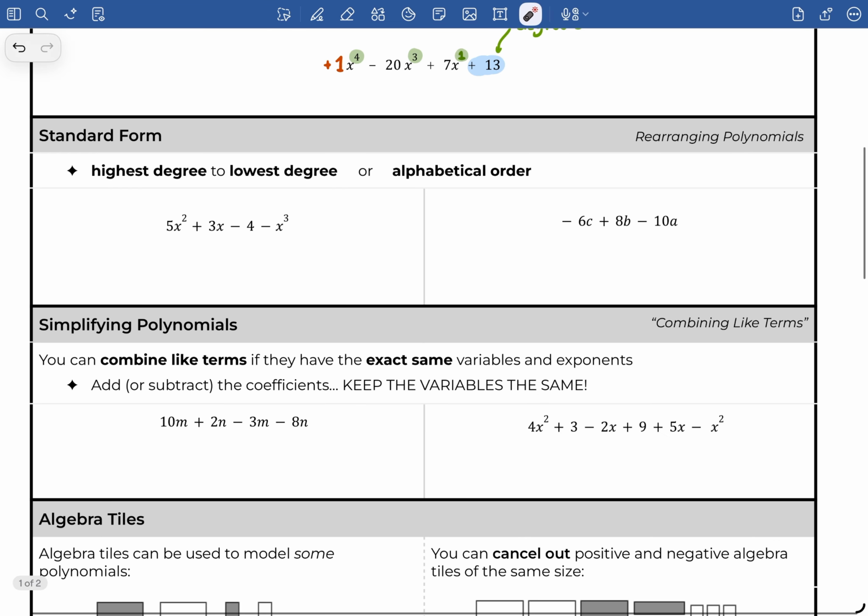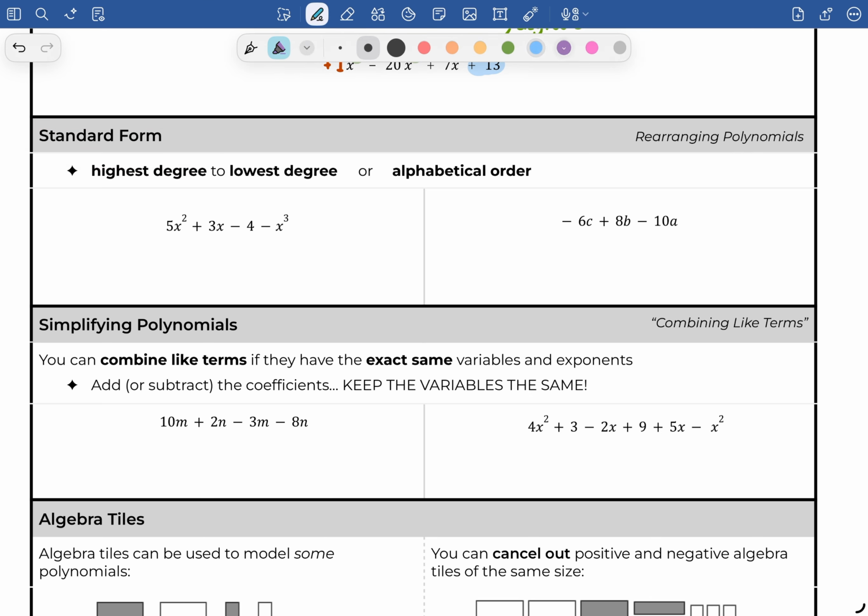Next up, the reason why we needed to learn about degree is because of standard form. Just like with fractions, where every time we answer a question that's a fraction we want to simplify it to its lowest terms, anytime we answer a question with polynomials, we want to make sure that it's in standard form. That will either be highest degree to lowest degree, or if we have all similar degree terms, then they will be in alphabetical order. Looking at this one, all you do is pick up that entire term, including the sign that's in front of it, and just move it around.